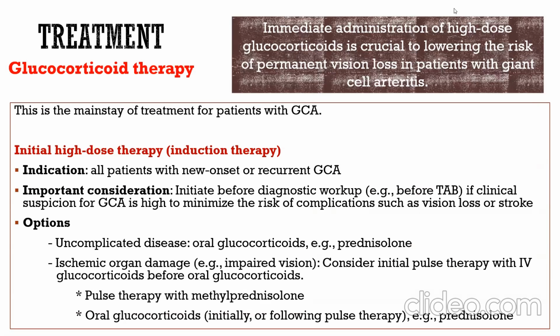This is the mainstay of treatment for patients with giant cell arteritis. Initial high-dose therapy, induction therapy. Indication: all patients with new-onset or recurrent giant cell arteritis. Important consideration: initiate before diagnostic workup, before biopsy, if clinical suspicion for giant cell arteritis is high, to minimize the risk of complications such as vision loss or stroke. Option: for uncomplicated disease, oral glucocorticoids, for example, prednisolone. For ischemic organ damage or impaired vision, consider initial pulse therapy with intravenous glucocorticoids before oral glucocorticoids. Pulse therapy with methylprednisolone, followed by prednisolone. Immediate administration of high-dose glucocorticoids is crucial to lowering the risk of permanent vision loss in patients with giant cell arteritis.